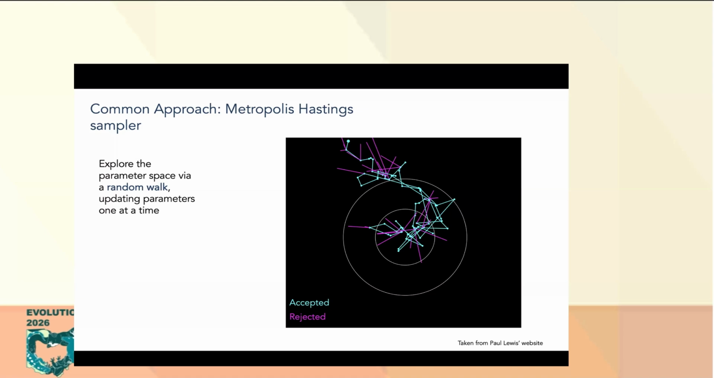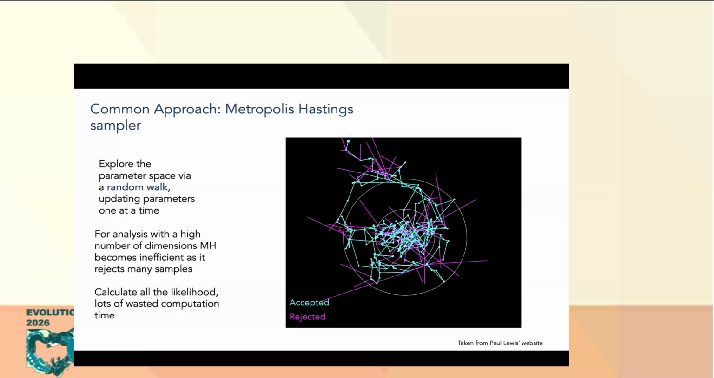And essentially, you're going to get to areas of higher probability, but we know we have a lot of rejection sampling, and all these pink ones are being rejected. While this is fine for smaller data sets, as we have larger data sets available now, with a higher number of dimensions, Metropolis Hastings becomes quite inefficient as it's rejecting lots and lots of samples. So it's not exploring very well. A lot of things are getting rejected.